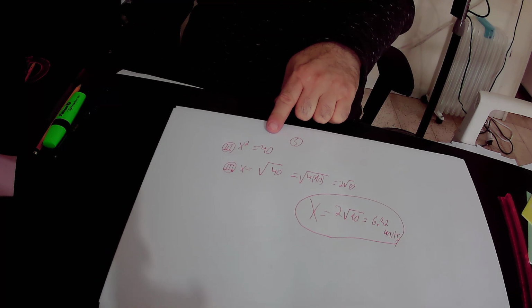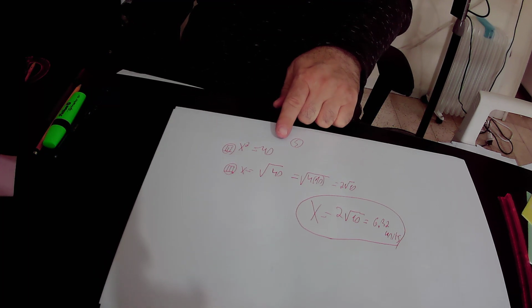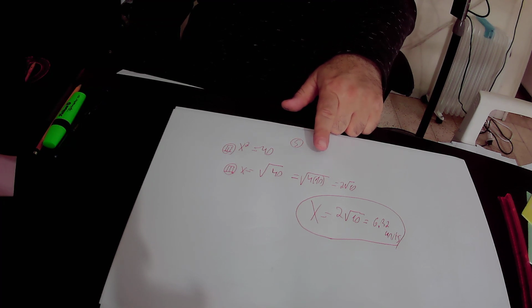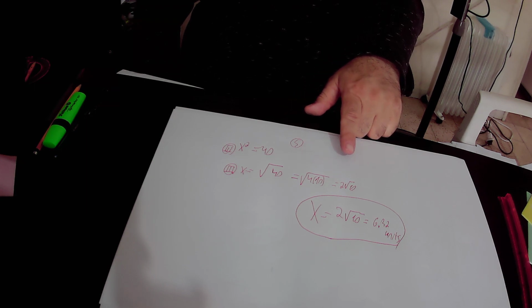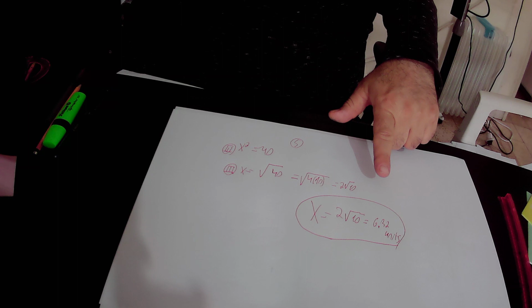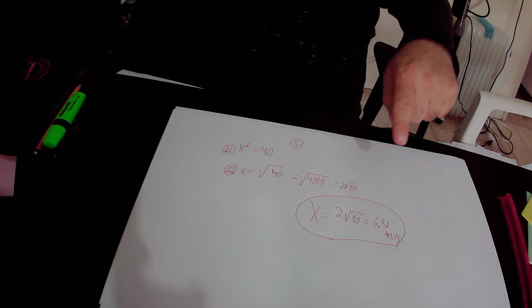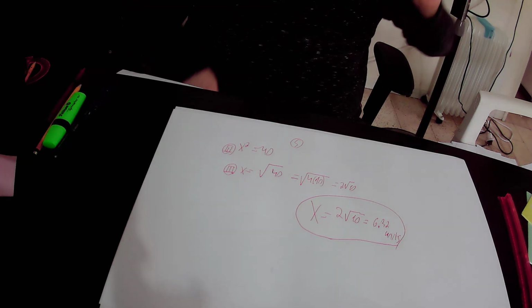According to equation number 3, we get that x equals the square root of 40. 40 is 4 times 10, so here we substituted 40 by 4 times 10. The square root of 4 is 2. So in conclusion, x, the line segment that we are looking for, equals 2 times the square root of 10 units, or in terms of numbers, it is equal to 6.32 units.